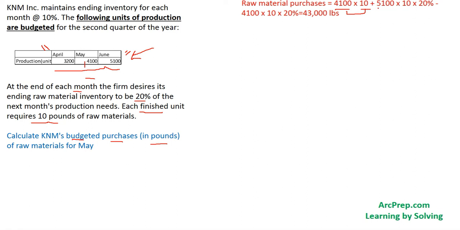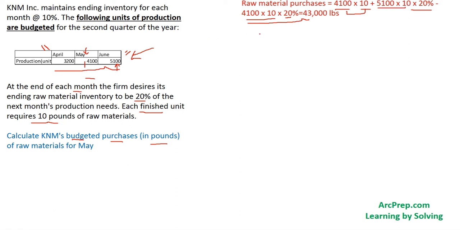And then I need to purchase 5,100 times 10 pounds per unit, and I need to purchase 20% of it so that I have enough material to start the month of June. Minus what I did in April: basically, I purchased 20% of my May production in April to be on the safe side. So I need to take that out. Net, the raw material purchases turn out to be 43,000 pounds in this case.